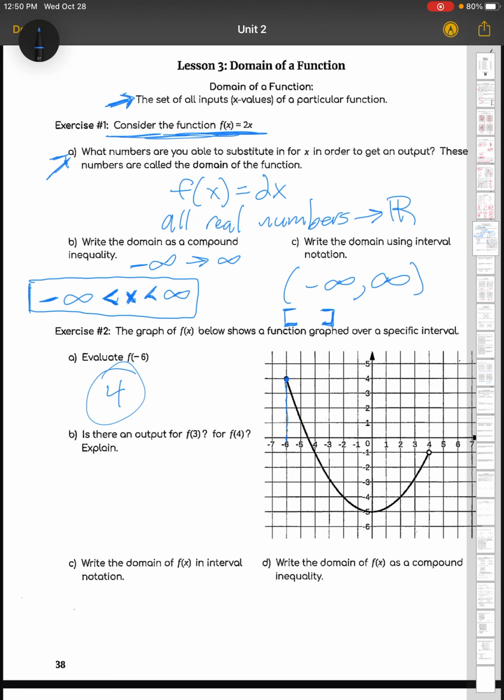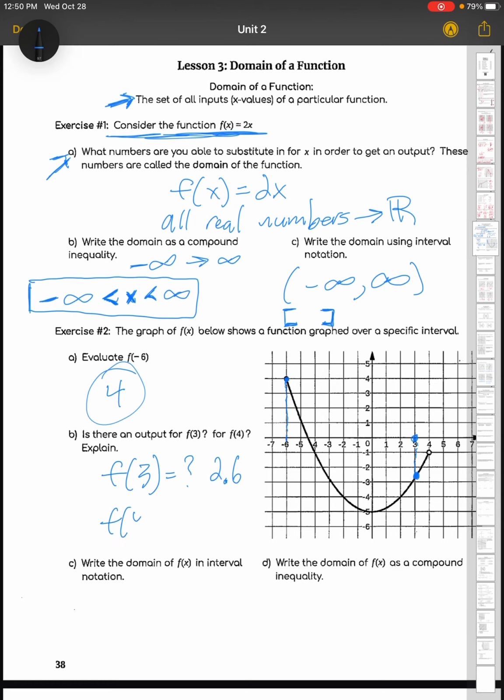The next question says, is there an output for f of 3? If we go to 3 on the x values and follow it to the graph, yes, there is, and it's between 2 and 3. I would say that it's about 2.6. So yes, there is some sort of output for the input of 3.